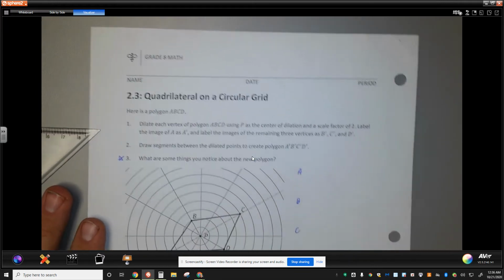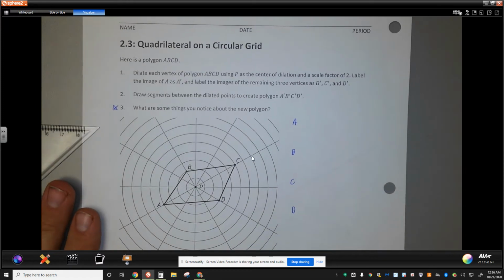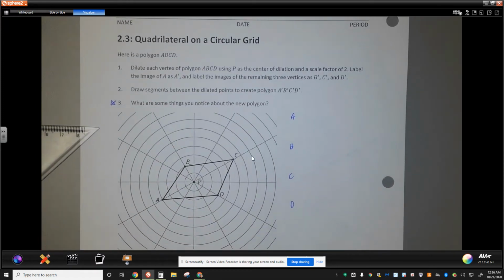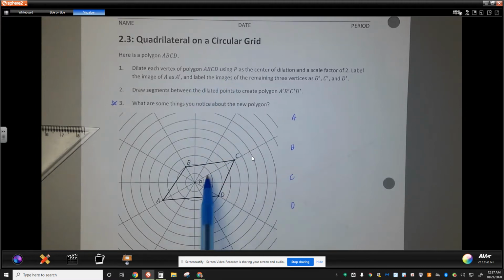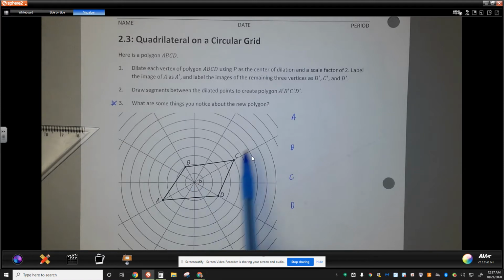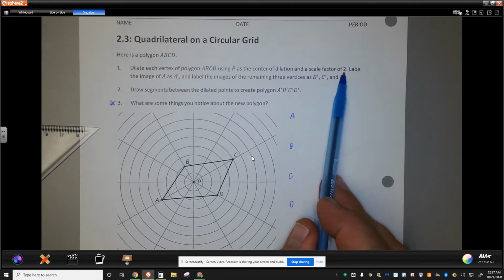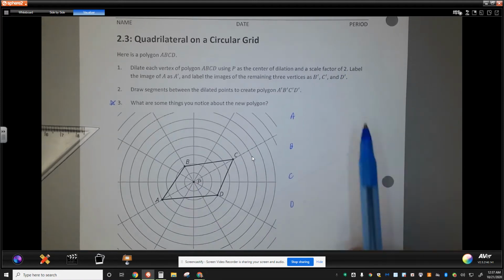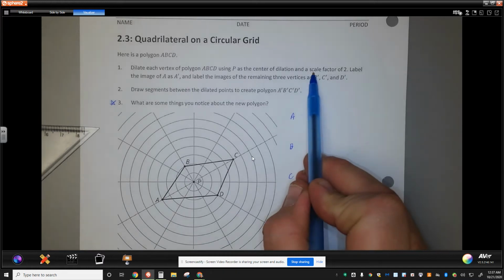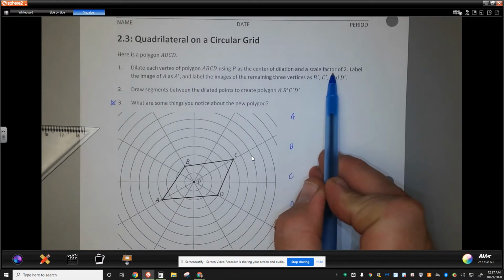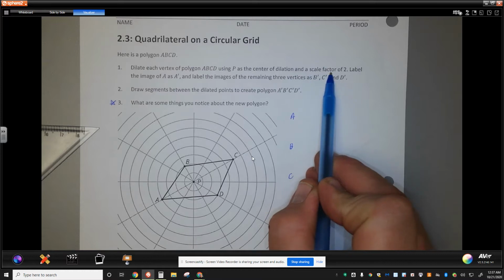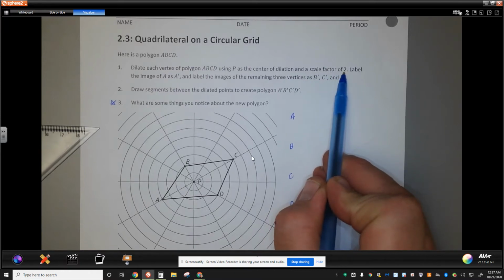Let's see a little bit more practice. Here's another figure, except this is a quadrilateral on a circular grid. We're going to take a few steps to see what happens as a consequence of dilation. First thing we're going to do is dilate each vertex of polygon ABC using P as the center of dilation and a scale factor of 2. Keep in mind that now we're using a scale factor. Scale means how much larger, and the factor means times, so how many times larger. In this case, it's 2 times larger.